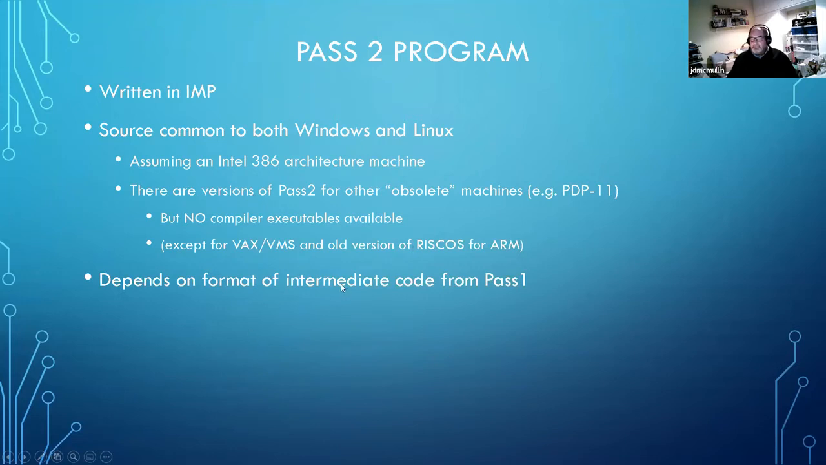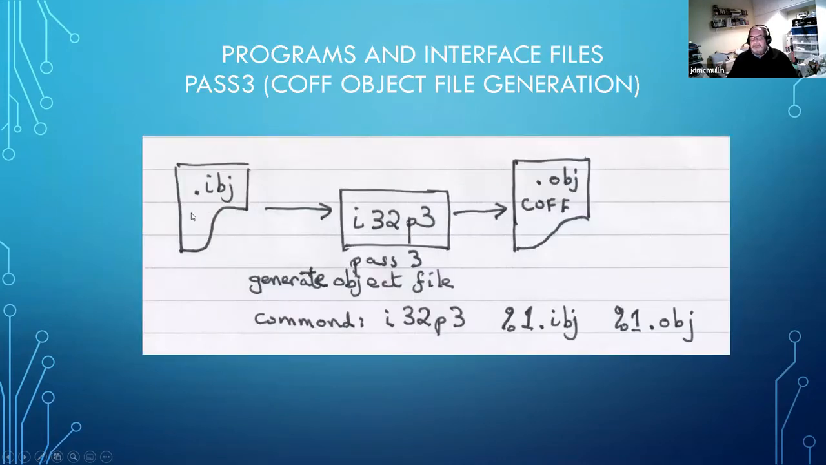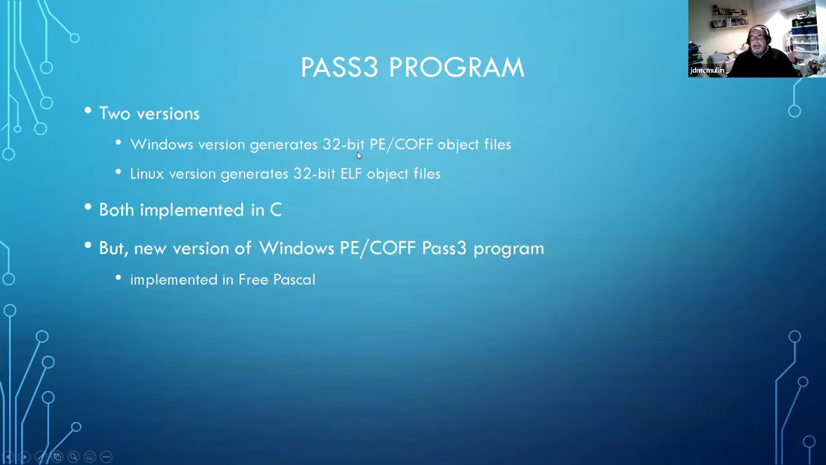Pass2 depends on the format of the intermediate code generated by Pass1. Pass3 takes this IBJ file in, reads that, and outputs a COF object file. Again, this is on Windows. For Linux, that would be the ELF format, so it would generate ELF format object files. So the Windows version is a 32-bit PE COF object, and Linux is 32-bit ELF.